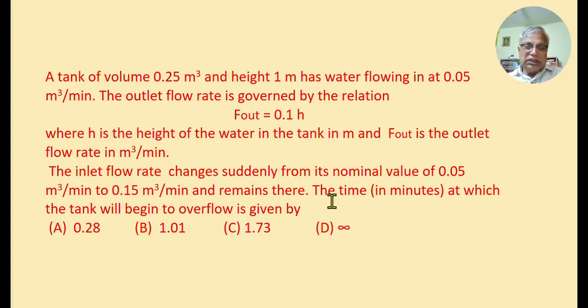The inlet flow rate changes suddenly from its nominal value of 0.05 to 0.15 meter cube per minute and remains there. The time at which the tank will begin to overflow. You have four options, so you have to find out which is the correct option for the time for the tank to overflow after the disturbance.